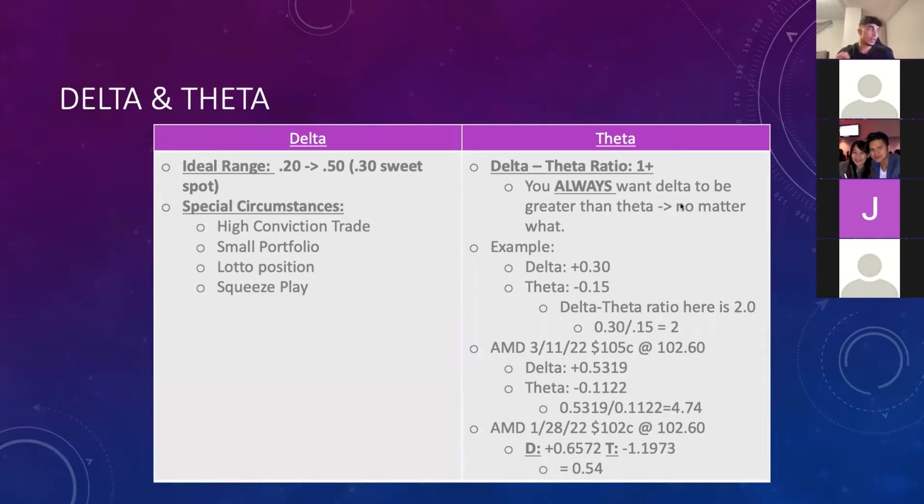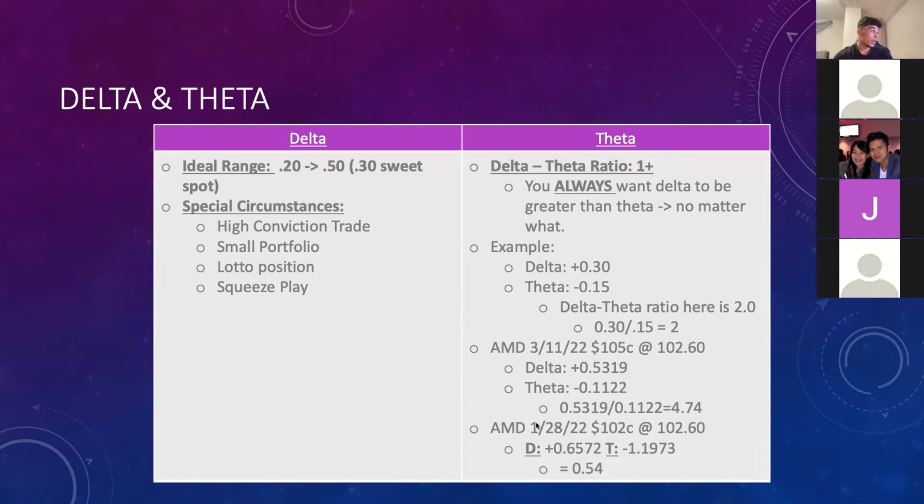So in order to do this, it's a very, very easy calculation. Let's say you just see a stock that has a delta of 0.30 and has a theta of minus 0.15, 0.30 divided by 0.15, 2-to-1 delta to theta ratio. That's perfect. Anything over 1, which in other words, just make sure your delta is always higher than theta. If your delta is not higher than theta, 9 times out of 10, you should not be buying that contract.